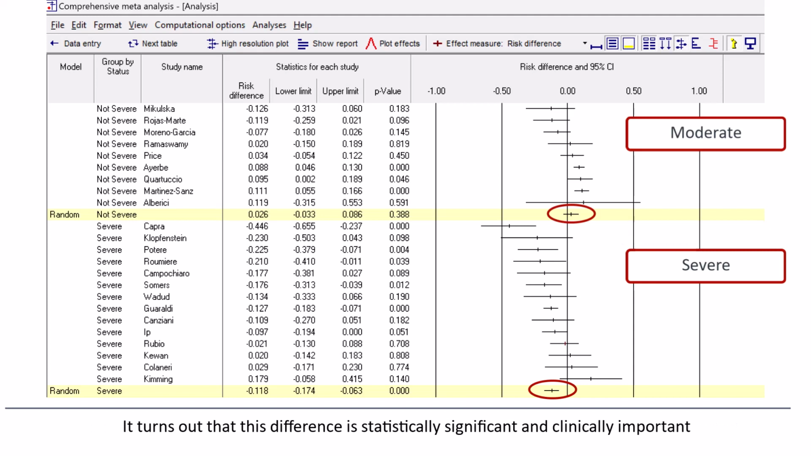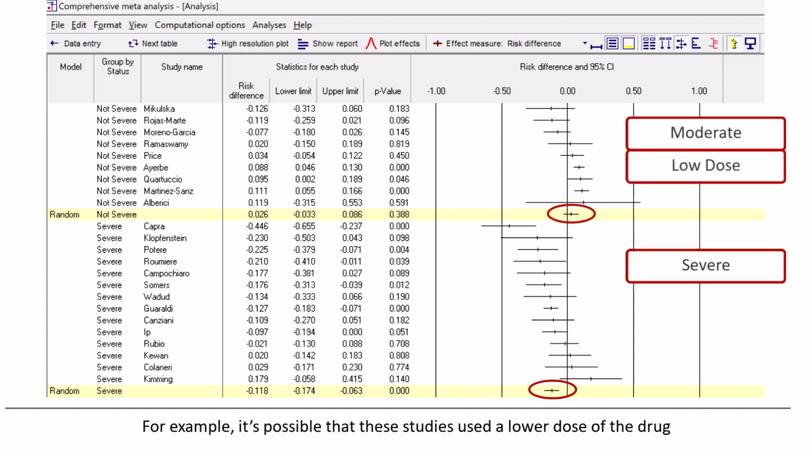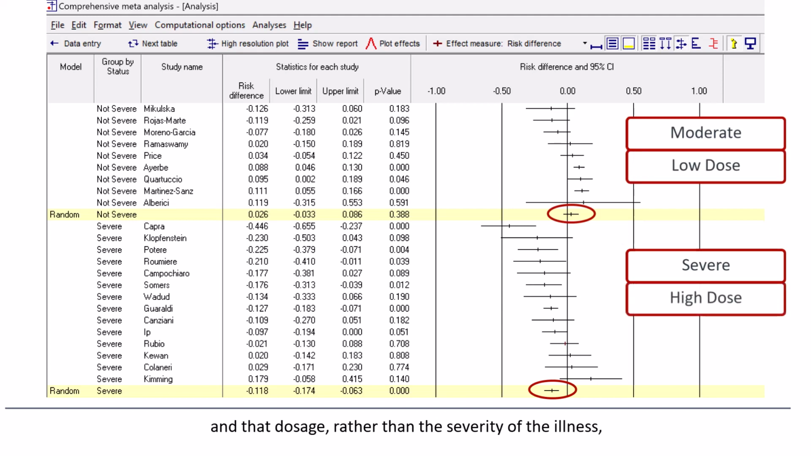It turns out that this difference is statistically significant and clinically important, and so the subgroup analysis appears to support the hypothesis. However, this could be due to a confound. For example, it's possible that these studies used a lower dose of the drug, while these used a higher dose, and that dosage, rather than the severity of the illness, is responsible for some or all of the difference between groups. To address this, we turn to meta-regression.